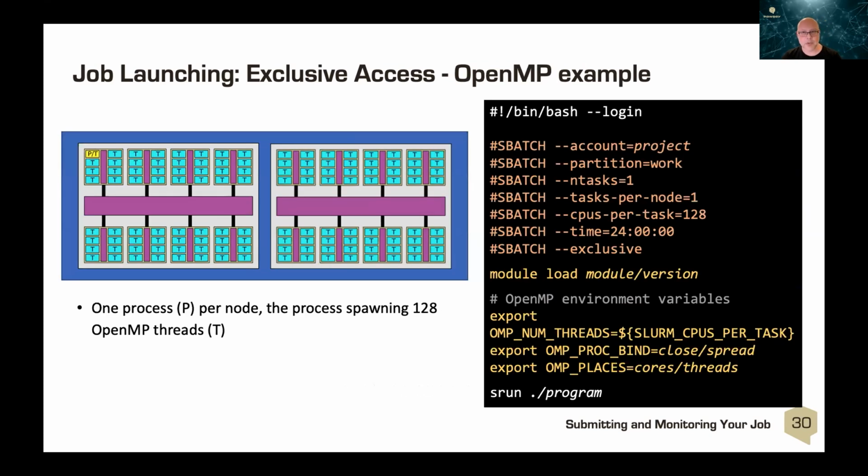In the second example, we're running a single OpenMP task with 128 threads. It will allocate each of the 128 cores to a thread. And again, because we use all of the node, we supply the exclusive option. The OpenMP environment variables direct the OpenMP runtime to place its threads accordingly.